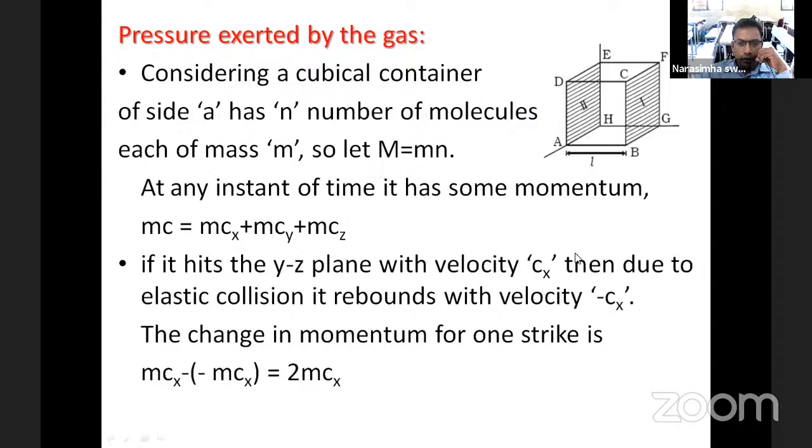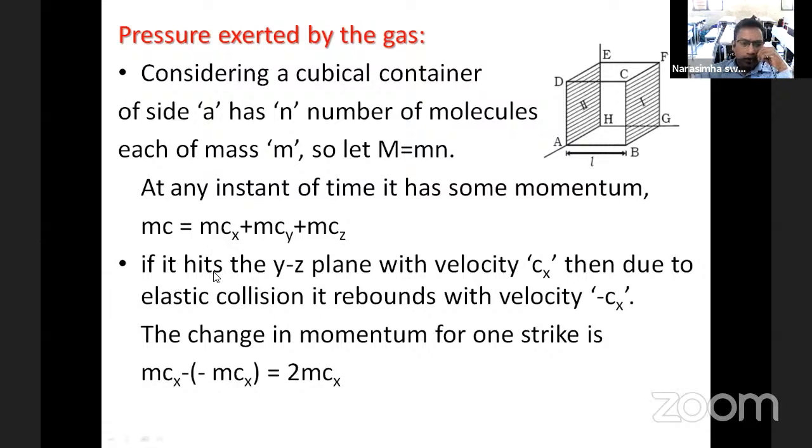Now, at any instant of time it has a momentum, because the mass is moving with velocity. This momentum can be in any direction, x-axis, y-axis, z-axis. It's a cubical one, so m cx, m cy and m cz, mass into velocity along the x-axis, y-axis and z-axis respectively. So the total momentum at any instant is mc. If we consider any one molecule moving in a particular direction, what will be the pressure exerted in that direction, we are going to calculate now.